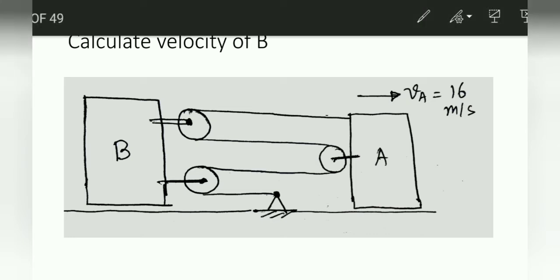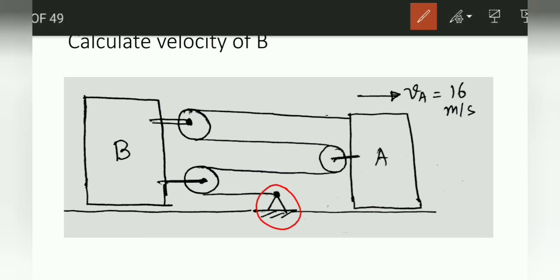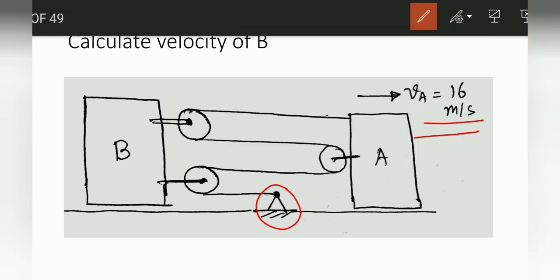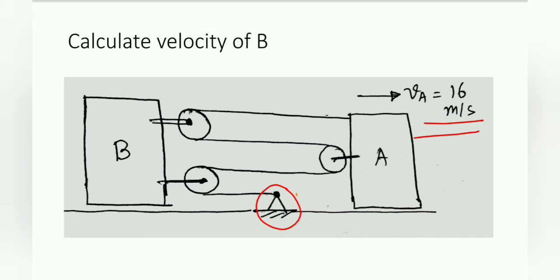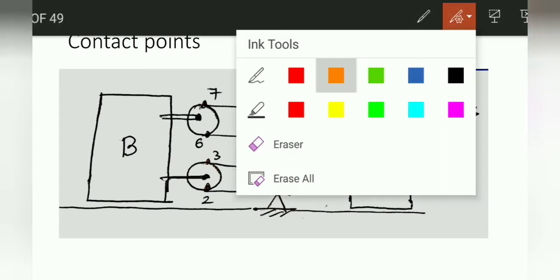Our next question. Now we are slowly increasing the difficulty level. We have two blocks, all connected by pulleys, and there is a fixed support on the ground. The velocity of block A is 16 meter per second. What is the velocity of B? Now let's do it directly with the help of the contact point method. Let's identify the contact points. See, we have identified the contact points here.